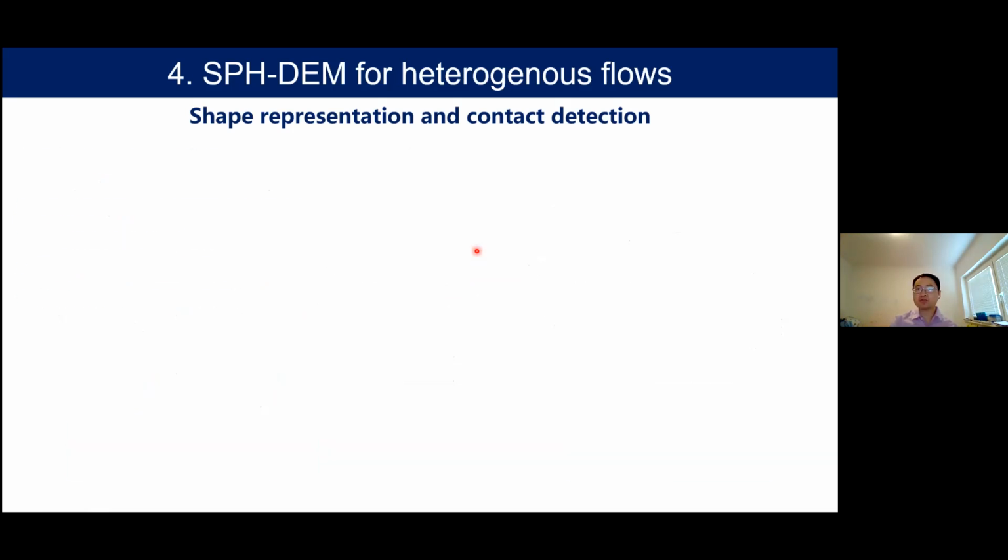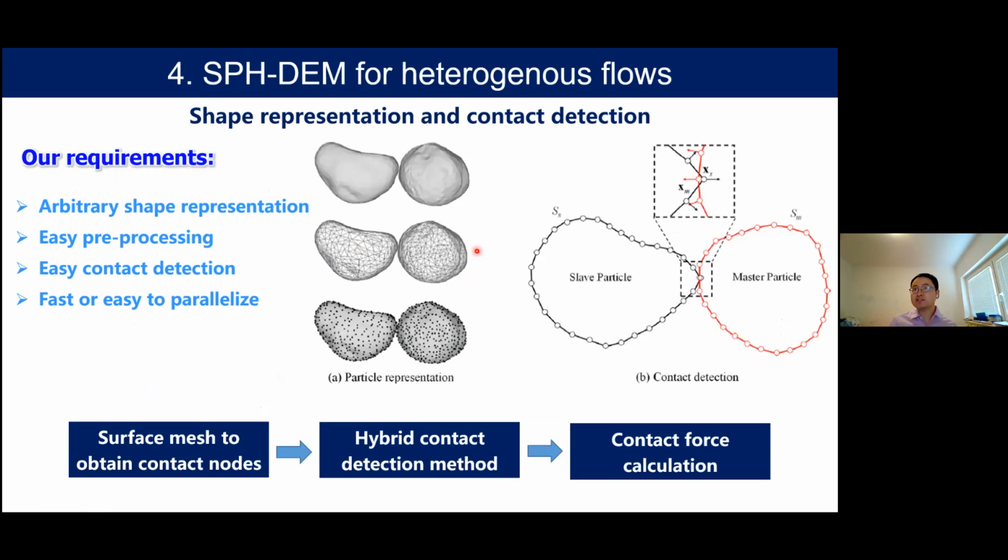So here we develop this surface mesh represented discrete element method. We first convert the surface mesh into contact nodes, and use these nodes with a hybrid contact detection method to compute the contact force between the DEM particles. Here the DEM particles are regarded as rigid bodies, and they have a friction contact with each other.